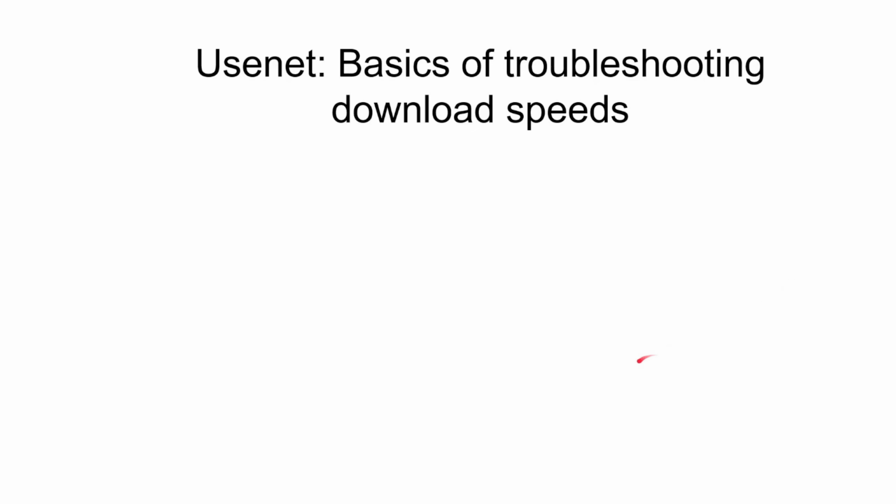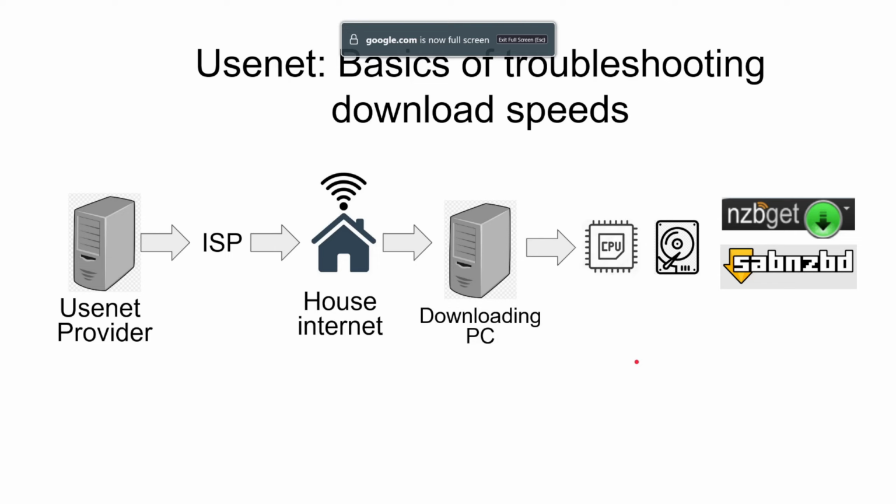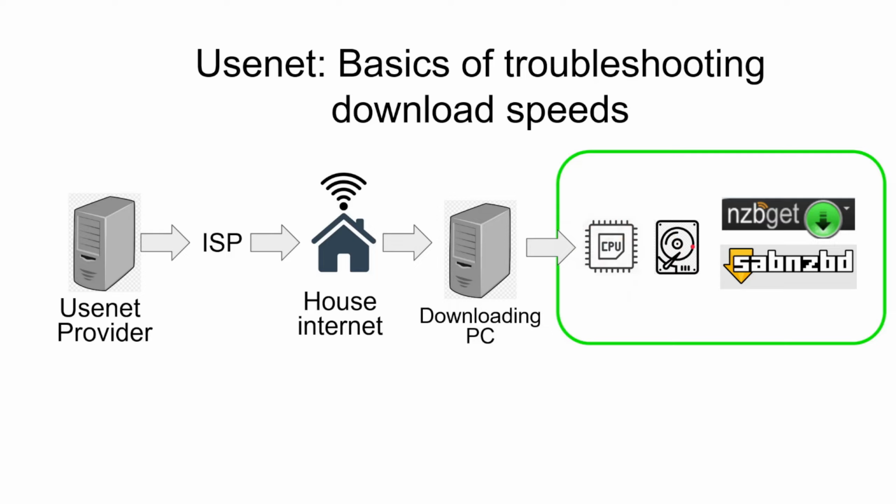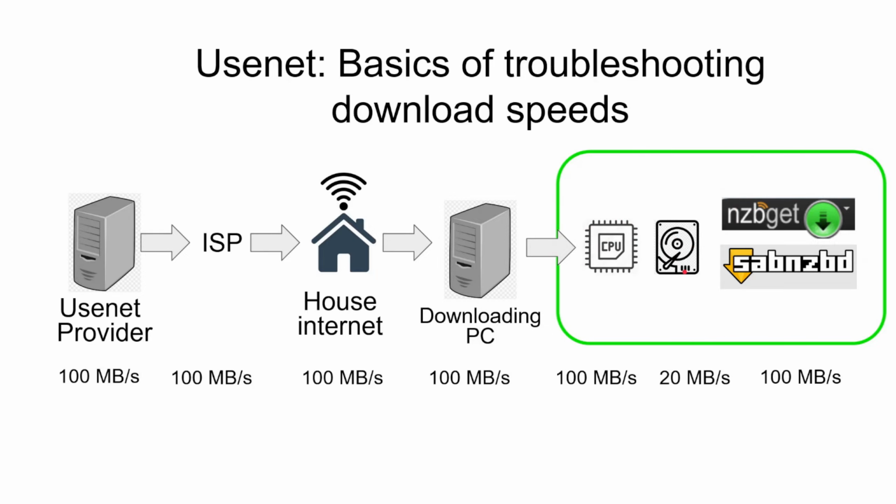Just so we're on the same page, let's go over a very quick overview. So you have your Usenet provider that feeds into your internet service provider, your house internet, your downloading PC, and then it goes into either NZBGet or SAB through your system, your CPU, and your hard drives. So this video will cover mostly this side of the process.